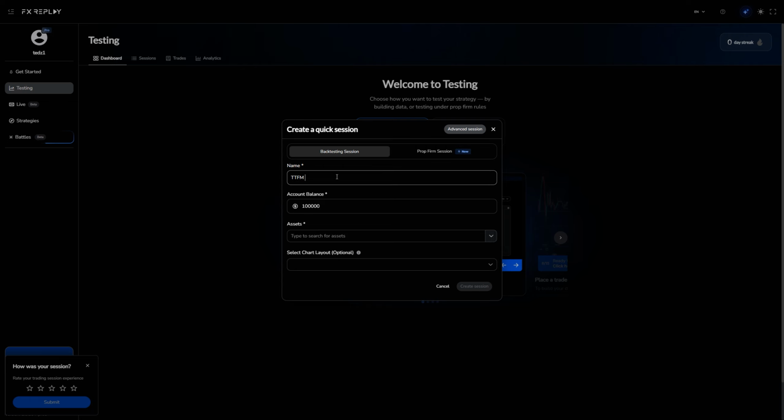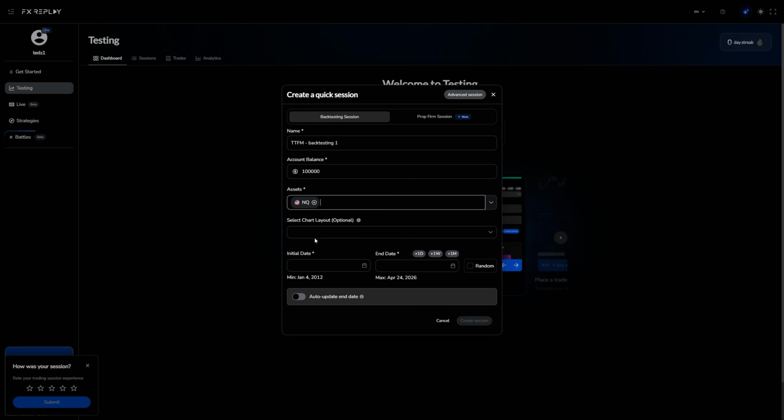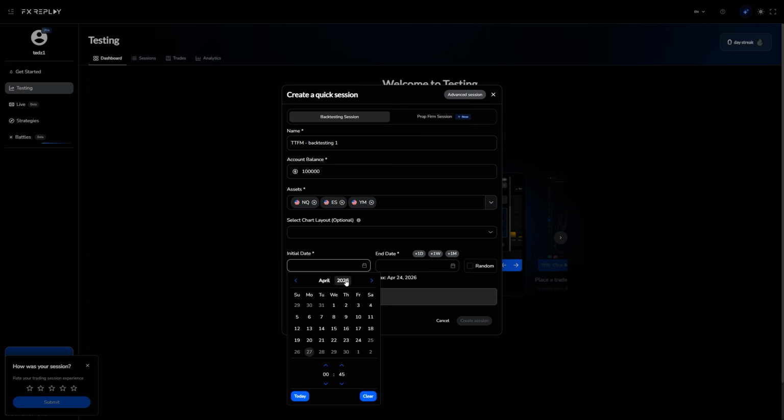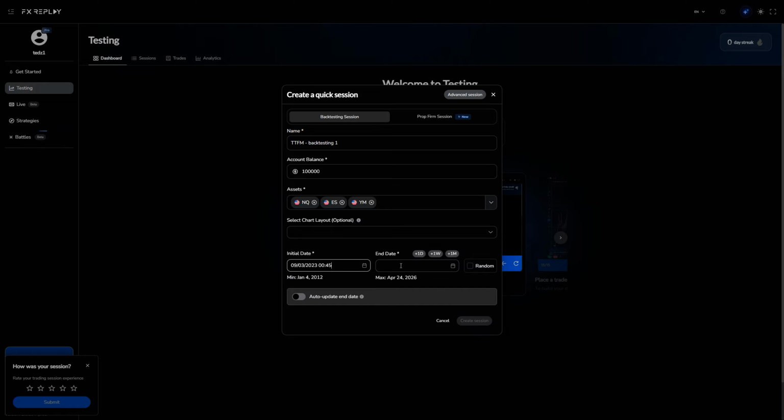Let's name it the TTFM backtesting 1, default balance, NQ, ES, and YM. I don't know, let's choose 2023 and September. So let's start from Sunday and end it close to our date, and let's wait for it to boot up.